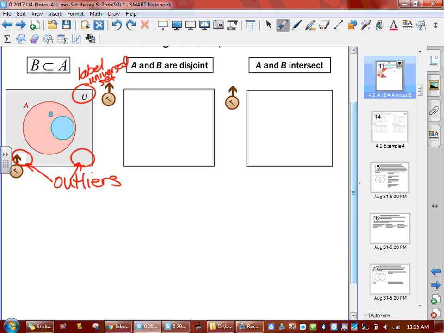What if we say they're disjoint? Who remembers what disjoint means? What would disjoint mean? Absolutely. They have nothing in common. So if they have nothing in common, they will not touch. They could be the same size. They don't have to be different sizes, but they have nothing in common. So they will not touch. So please write these out.